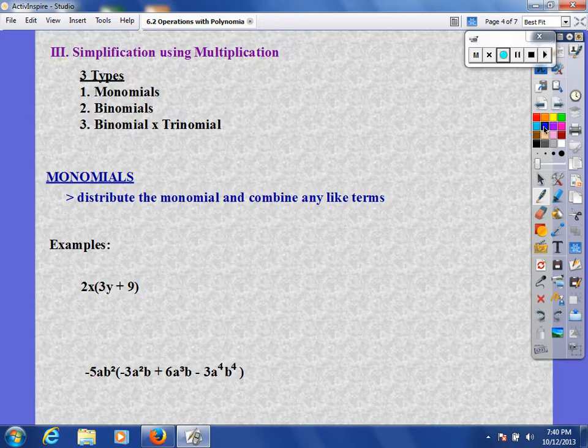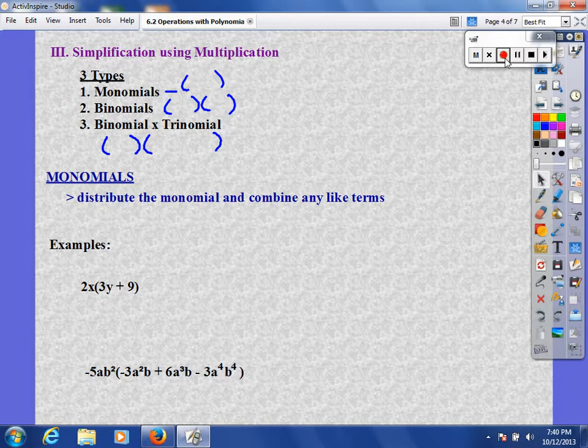Now there are 3 types of multiplication that we're going to be looking at: monomial multiplication, binomials, which again is 2 terms, and binomial times trinomial. This is little bubble times big bubble, a lot of times what I say. This one right here is going to be a double bubble, and this one's just going to be a single term times a bubble. So it'll look something like that. That looks sort of funny, but that's what we're dealing with. So if you take a look here at the monomials, we're going to distribute the monomial and combine any like terms. That's our objective here, to combine like terms once we distribute.